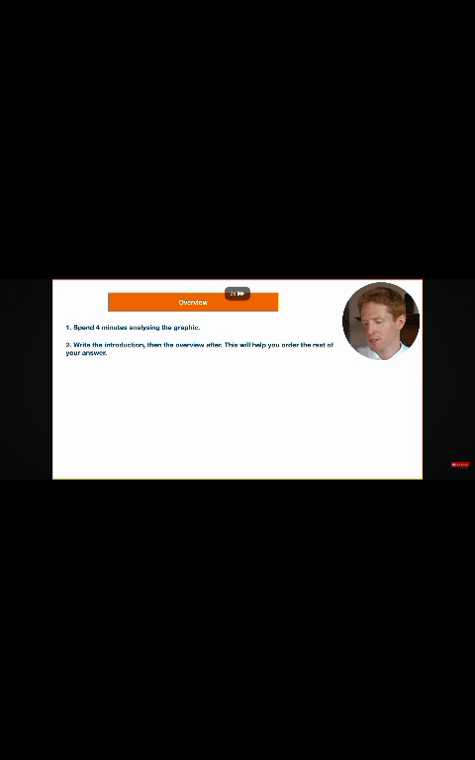I'd recommend that you first write the introduction and then the overview after. And by writing the overview, this will give you an idea of how you're going to structure your body paragraphs. Start your overview with overall and then a comma. Make it easy for the examiner to know you're writing an overview. And then let's look at some different graphic types.